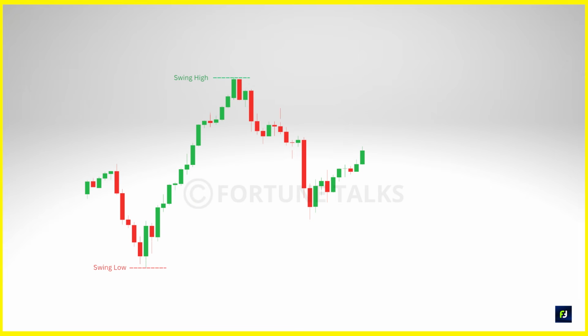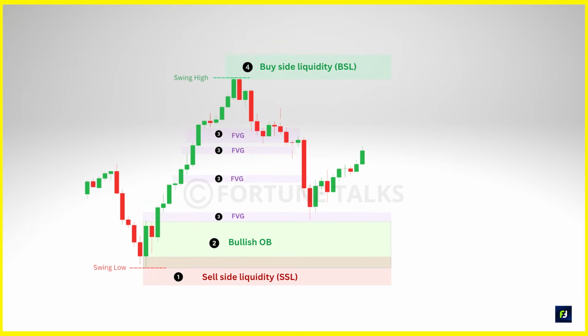Take a look at this impulse swing move. I have plotted liquidity pools using rectangles. All I want you to do is to determine which are the external and internal range liquidity. Pause the video, take a few seconds and write down your answers in the comment section.